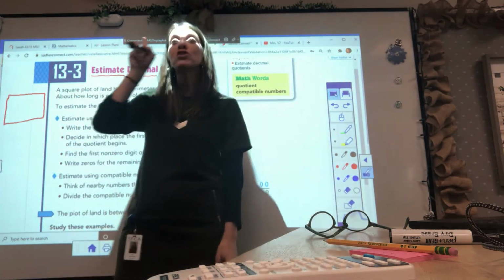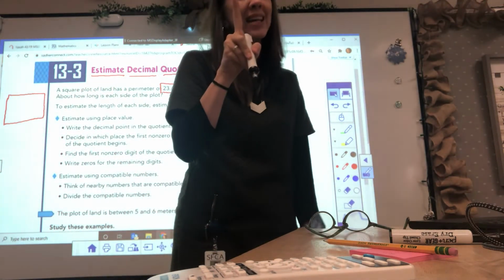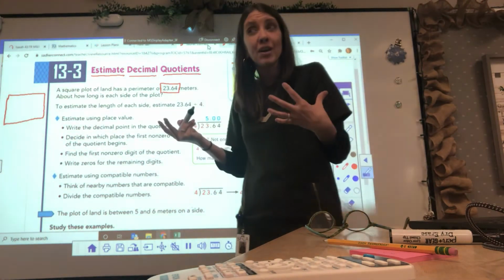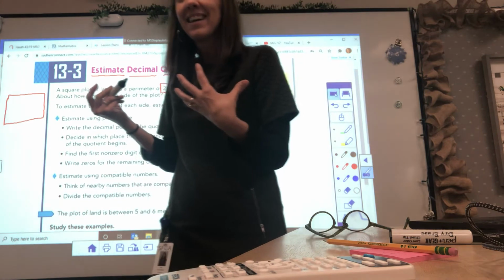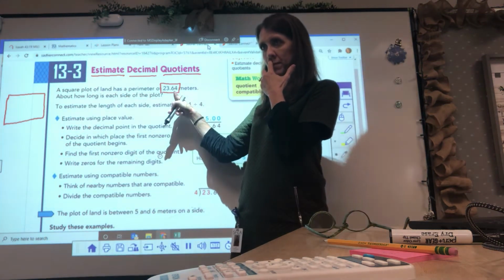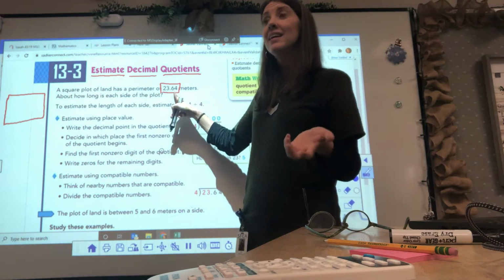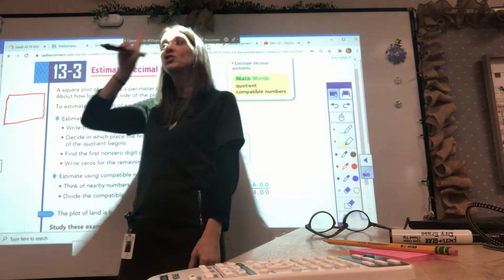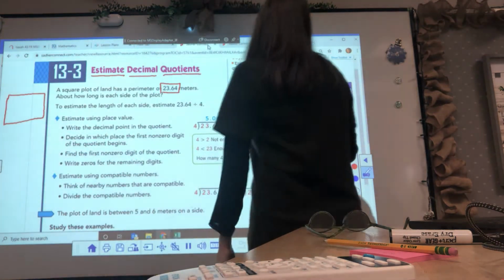How do we figure out what just one of those four sides is? How are we going to figure it out? I don't need the answer, but just how are we going to get there? Rocky? You've got to do 23.64 divided by 4. You're exactly right. Take this number of all four together and divide it by 4 to just get one side. So let's go ahead and do that.